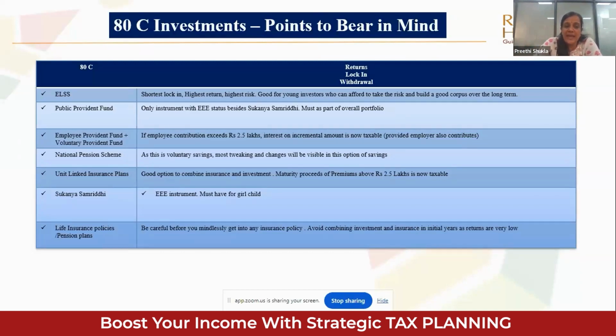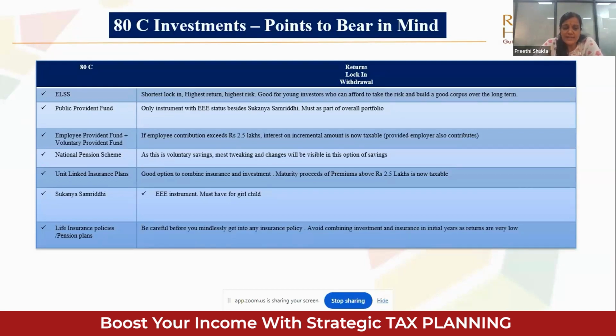Unit Linked Insurance Plan is a very good option to combine insurance and investment, but please know that even in ULIP, if your yearly premium exceeds 2.5 lakhs from April 1st, 2023, the maturity proceeds are now taxable. Sukanya Samriddhi, again an instrument which is giving you very good returns. A must if you have a girl child. Open it before the child turns 10 years. The maturity proceeds are tax free, with handsome returns of 8% as on date.